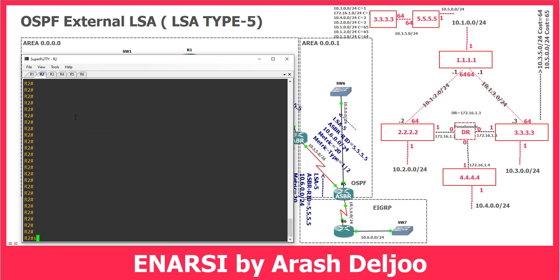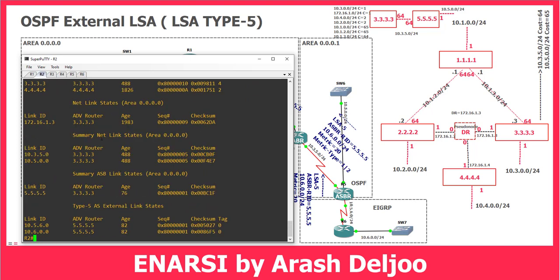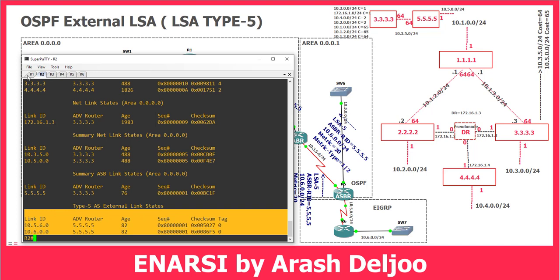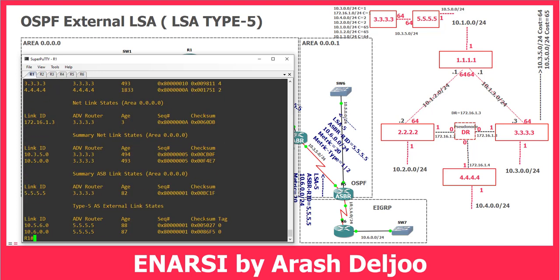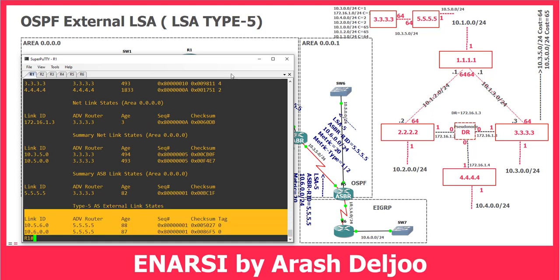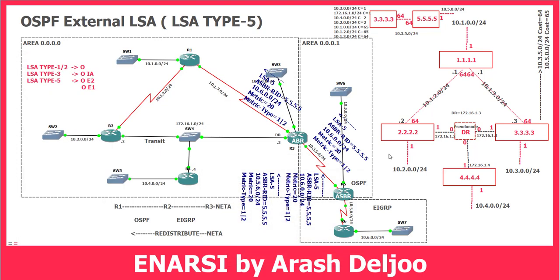Again, in router 2, show IP OSPF database. Look at here, we have these 2 LSA type 5. Also in router 1, show IP OSPF database. Look at here, we have these 2 LSA type 5. As you can see here, we don't have any limitation about transporting the LSA type 5 between the different areas. Maybe you want to know about the detail of LSA type 5.